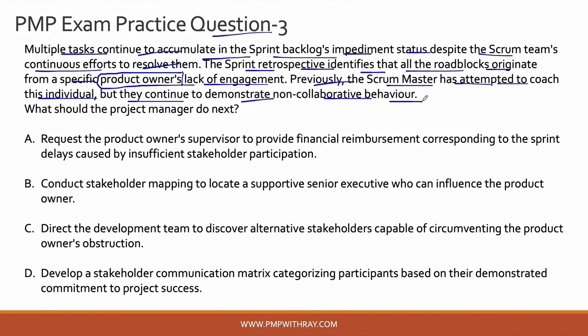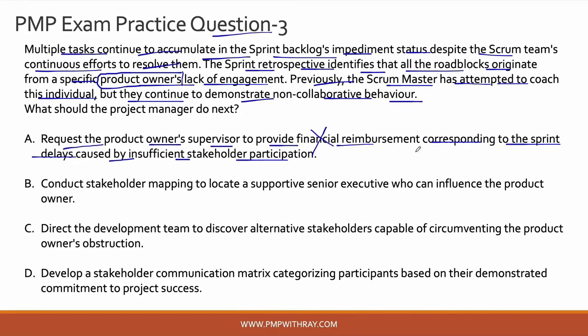Okay, so let's look at the options one by one. Option A, request the product owner's supervisor to provide financial reimbursement corresponding to the sprint delays caused by insufficient stakeholder participation. Okay, this is preposterous, right? You can't ask for these kinds of financial reimbursements or penalties within an organization.